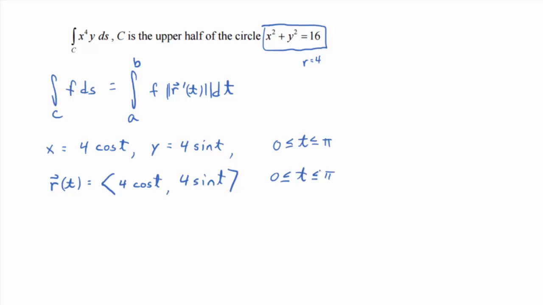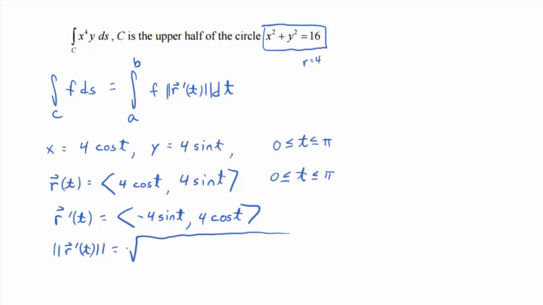Okay, so we have r of t. So look at the inside of the magnitude bars. It tells you to find r prime of t, right? Okay, help me out. What's r prime of t? Negative 4 sine t for the first component. 4 cosine t for the second component. And then what does it say to find? Magnitude. Good old magnitude of r prime of t, which is going to be nice, right? I see a trig identity in your future. So what do you get?